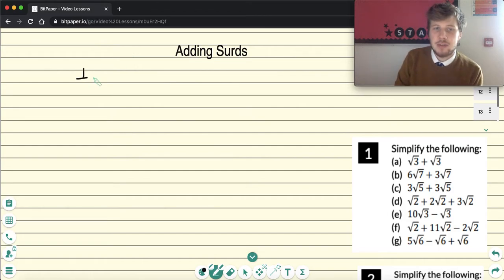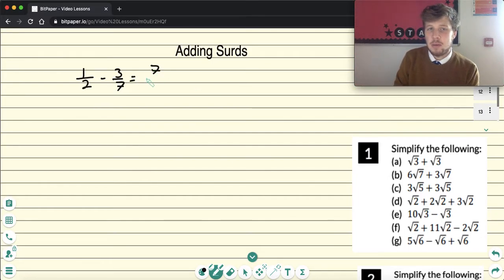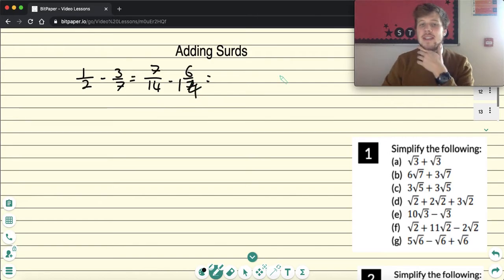If I just wrote down a fraction of, let's say, a half take away 3/7, at the moment we can't do this operation. We know we can simplify it, but we can't do it in this current form. So we have to jiggle with it a little bit. We have to try and make a common denominator. When we make a common denominator of 14, we can then simplify this fraction. So 7 take away 6 is 1 over 14. So this simplifies to 1 over 14.